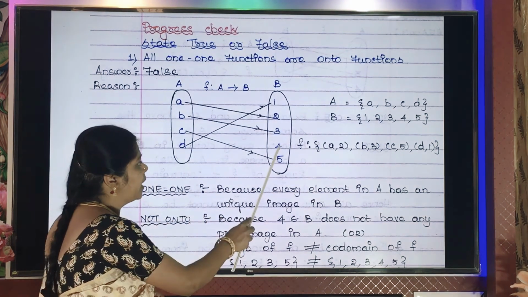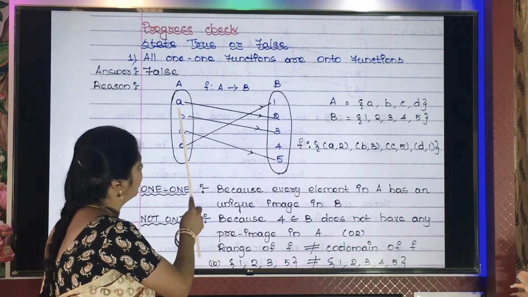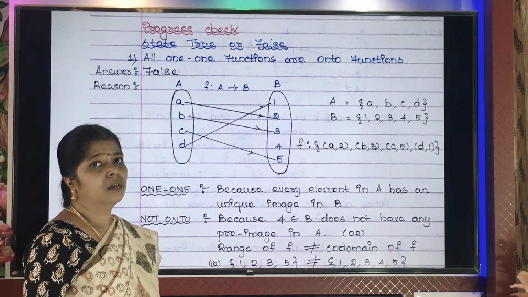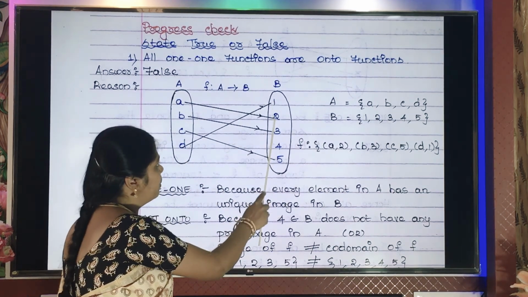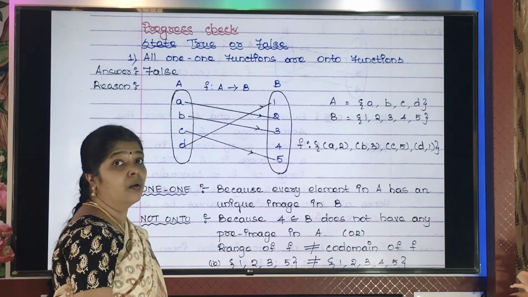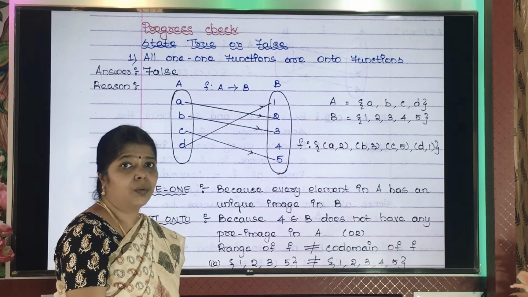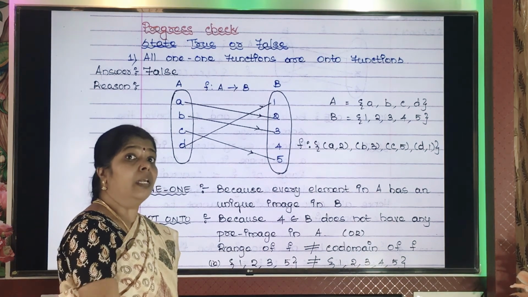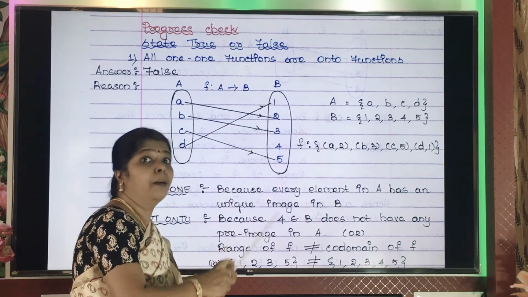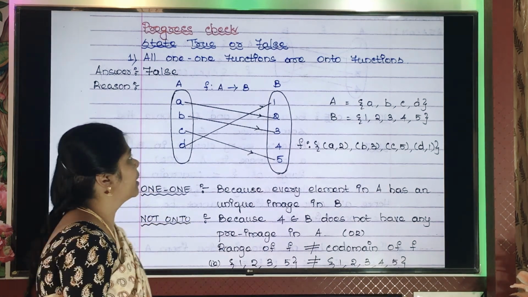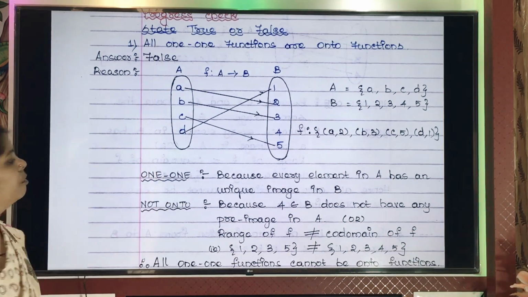No. Why? Because 4 does not have any pre-image. What will happen? The range will be 1, 2, 3, 5, whereas the codomain is 1, 2, 3, 4, 5. The range is not equal to the codomain. Therefore, this is a 1 to 1 function but not an onto function. Therefore, the answer is false.